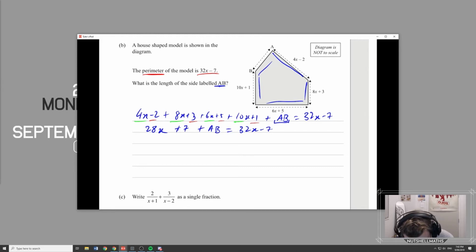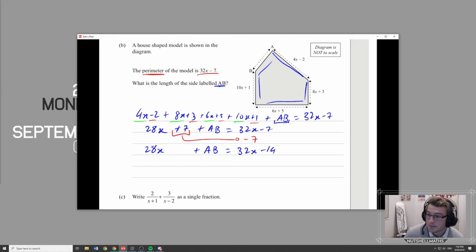So if I move this 7, I'll subtract 7, and I'll write another line of working of everything I haven't touched, and this will become minus, oopsies, 14. Okay, so far so good.